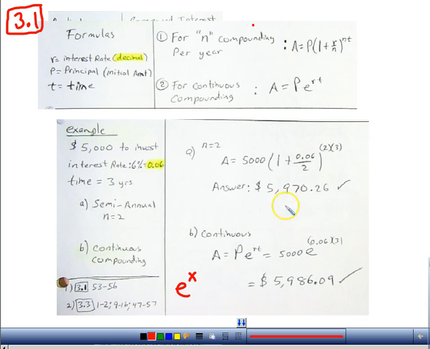All right, and now we can compare in which account we get the most money, and we can see that the second one, the continuous compounding, is the one where we get more money. And so we got, let's see, from 5,970 to 5,986 over here. We get around $16 more in the second account. So continuous definitely pays more. All right, and that is it.